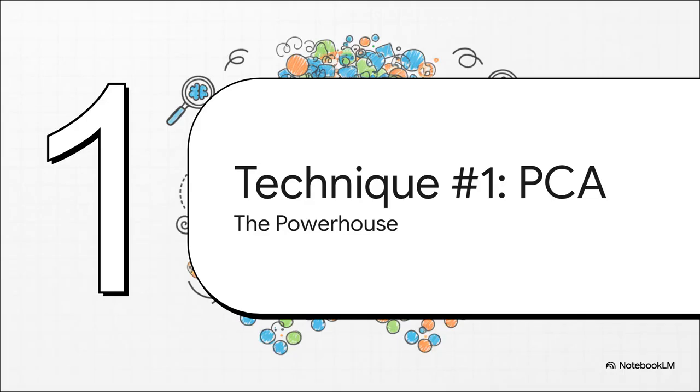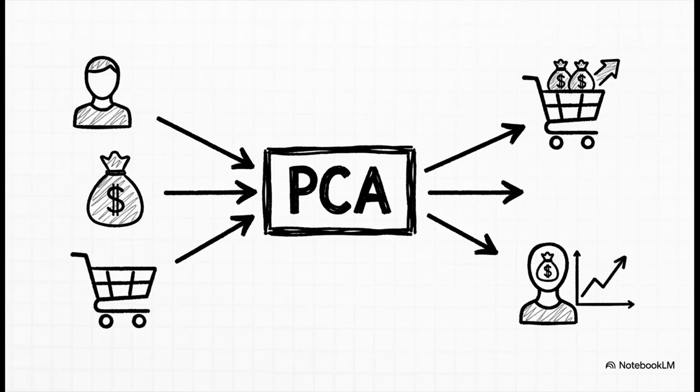Okay, let's get into our first major technique. It's called Principal Component Analysis, or just PCA for short. And honestly, if these techniques were superheroes, PCA would be the super strong, ultra reliable one. You know, the one you call in for the really big jobs. And here's the really crucial thing to get about PCA. It doesn't just pick the best features from your list. No, it actually creates brand new ones.